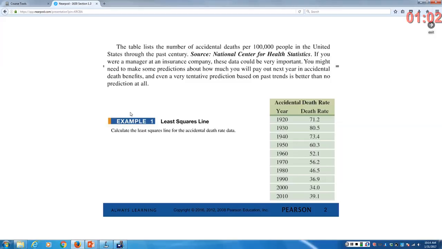You might need to make predictions about how much you're going to pay out next year in accidental death benefits if you're the manager. So even a tentative prediction is better than no prediction at all. So what we're going to do is take this data and calculate something called the least squares line. Now I want you to follow along carefully with how I do this, because it'll make your life easier later on.